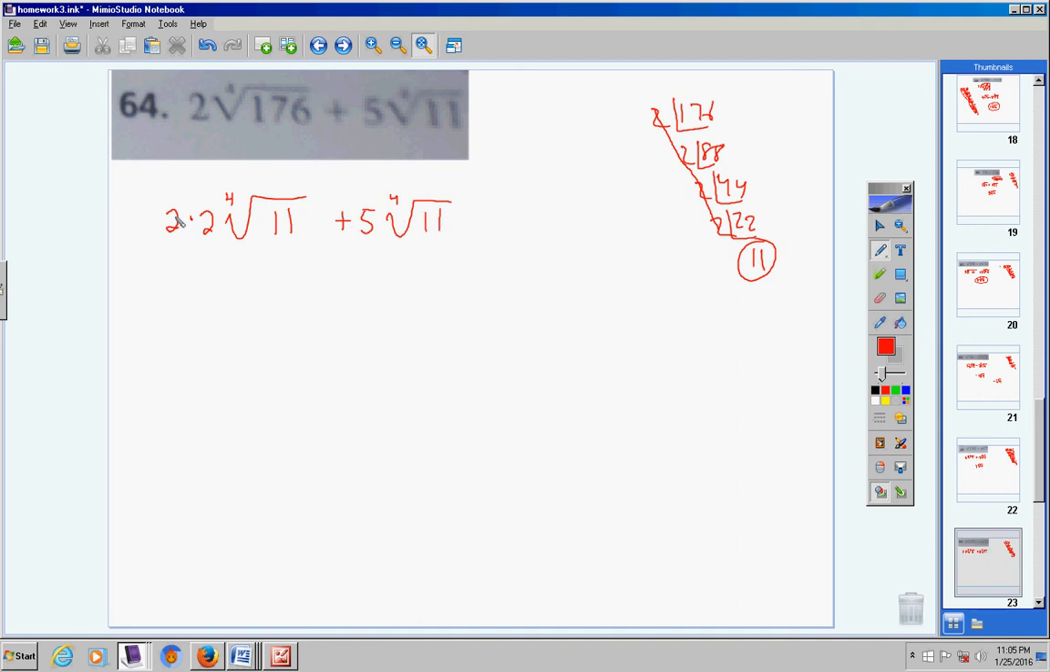Now, 2 times 2 is 4, so I really have a 4 outside here. Positive 4, positive 5, that's positive 9. 4th root of 11, 9 times the 4th root of 11. Number 65.